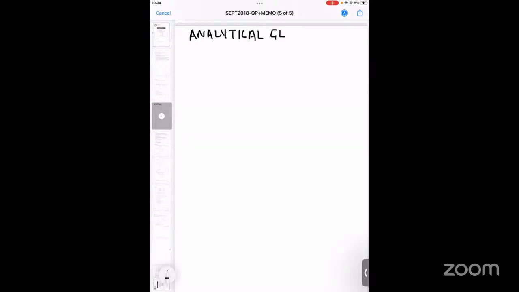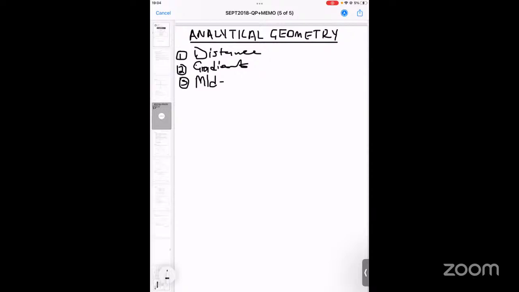analytical geometry. Let me have a list there. Number 1, distance. All of us should be able to calculate the distance. Number 2, the gradient. Number 3, the midpoint. So that means all of us by now should be in a position to calculate the distance, gradient, and the midpoint.